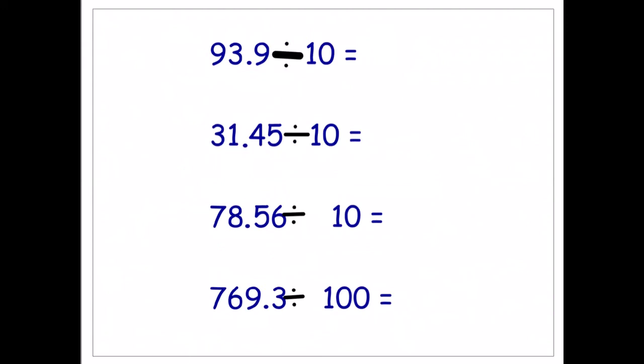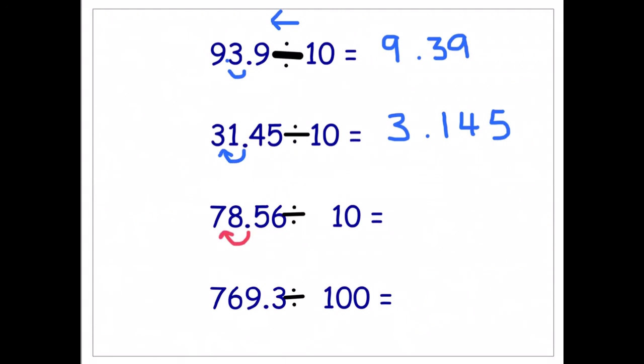Number 1 then, our decimal point will move to the left one place, so our answer will be 9.39. Number 2, your decimal point again goes left one place, so your answer is 3.145. Third question down, our decimal point again moves to the left, it's going there one movement, 7.856 will be our answer.